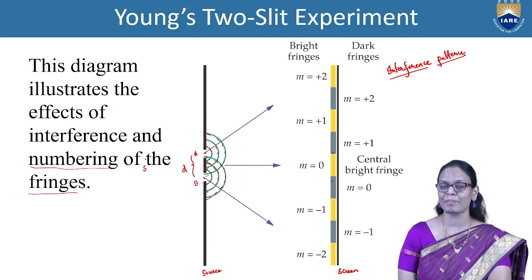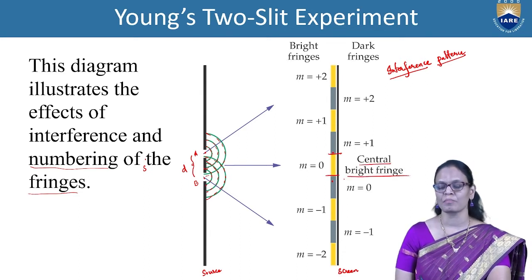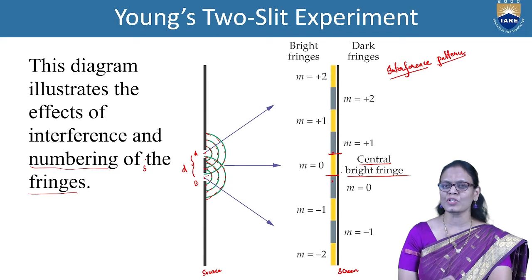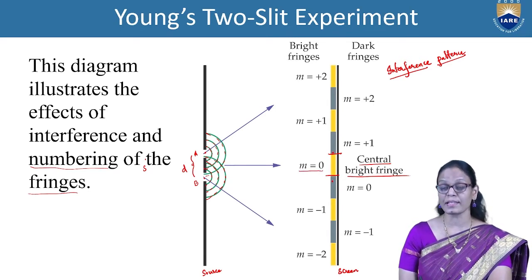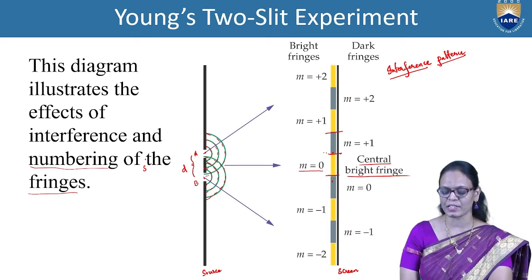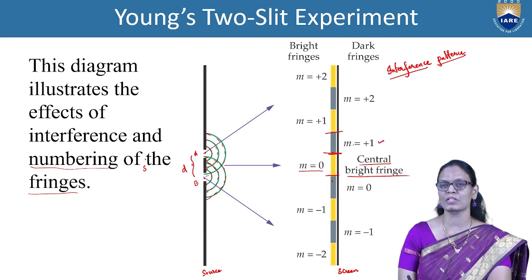The light that comes out straight, when it superimposes, gives a central bright fringe. This is called the central bright fringe. Why bright, why dark, we are going to discuss in the experiment. First, I am just going to give you a picture of what we are going to discuss. We will call it m equal to 0. The central fringe is numbered 0. After the bright fringe, you will have a dark fringe. This is the dark fringe with m equal to 1, the first dark fringe.